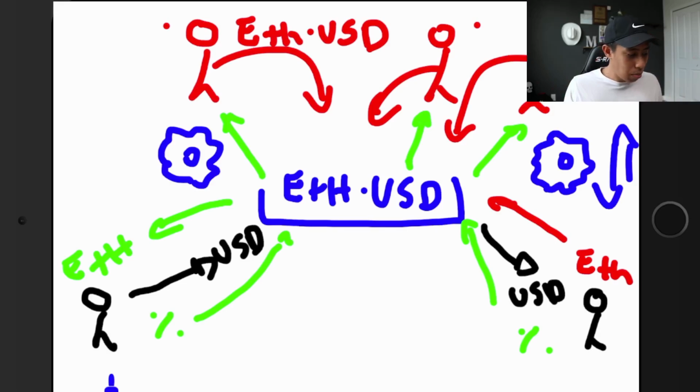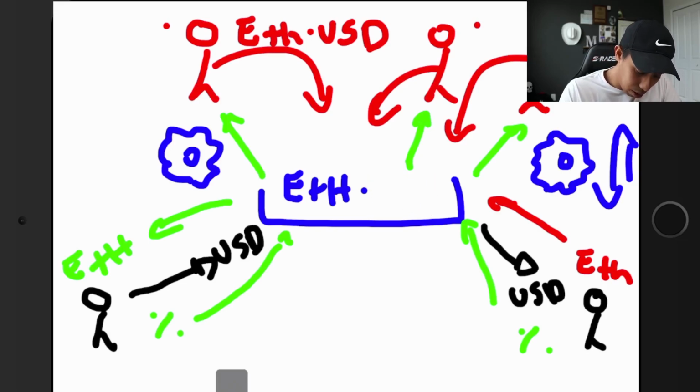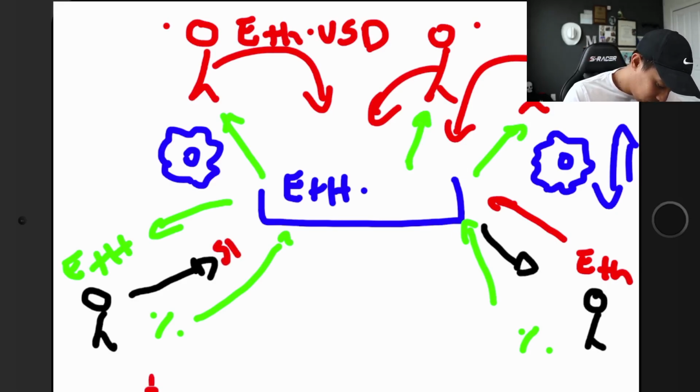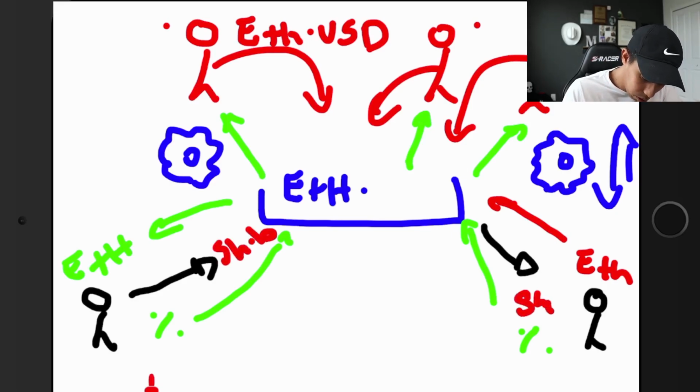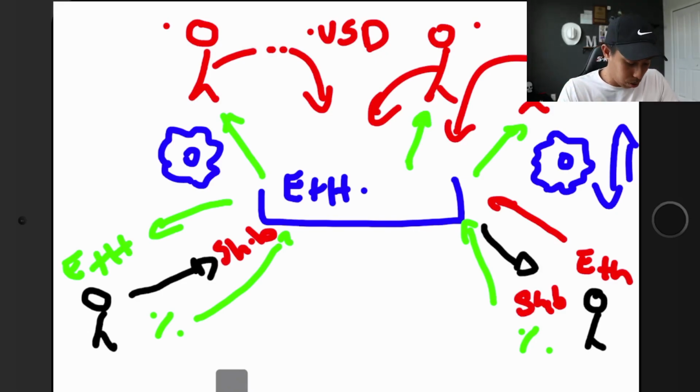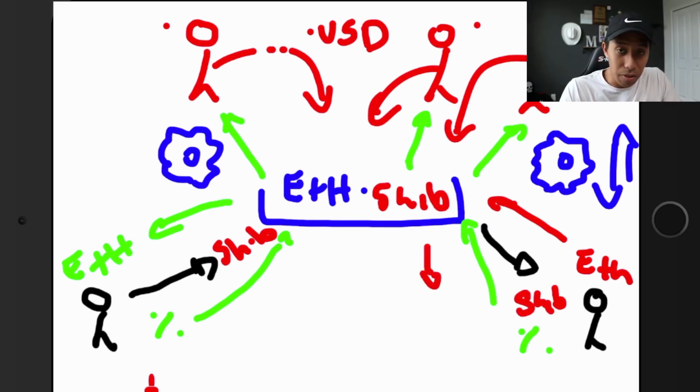Now, there's a problem with this, right? Or at least another level of understanding. What if you wanted to not swap out ETH for USD, but instead swap ETH for, let's say, Shiba Inu? Well, it turns out that maybe there's not a lot of people supplying both Shiba Inu and USD to a liquidity pool, and so that liquidity pool is very, very low.